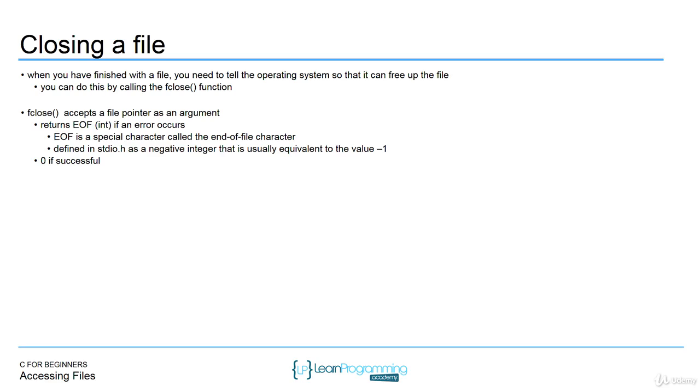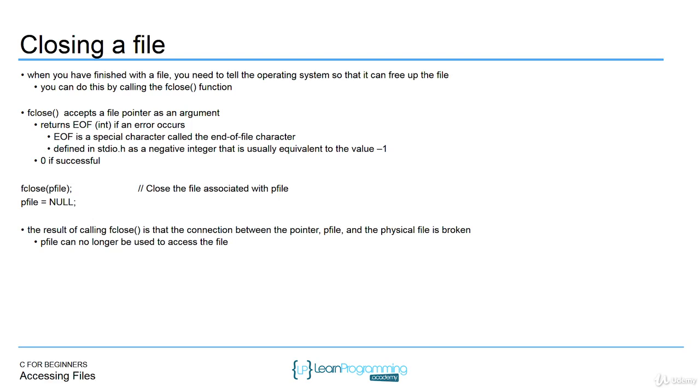It returns an EOF. EOF is an int. It returns EOF if an error occurs. EOF is a special character called the end of file character. It's defined in standard io.h as a negative integer. It's usually equivalent to -1. If fclose was successful, it will return 0. So you can check for EOF for unsuccessful. You just say fclose, pass in the pointer. You can then set the pointer to null.